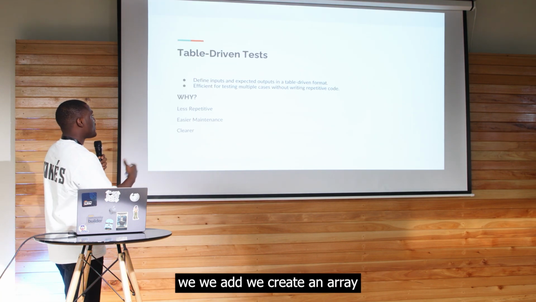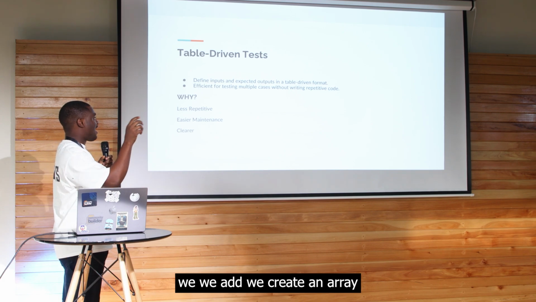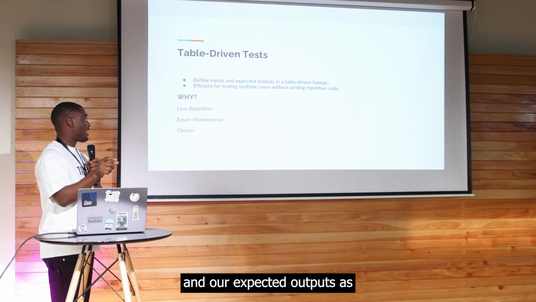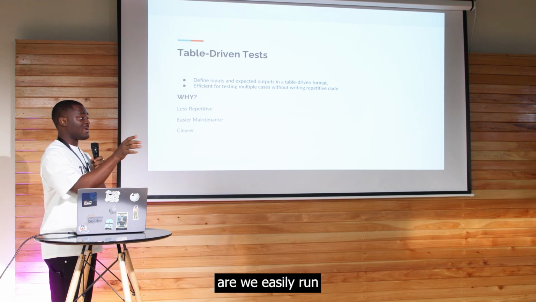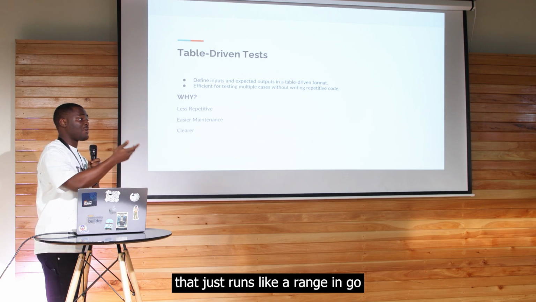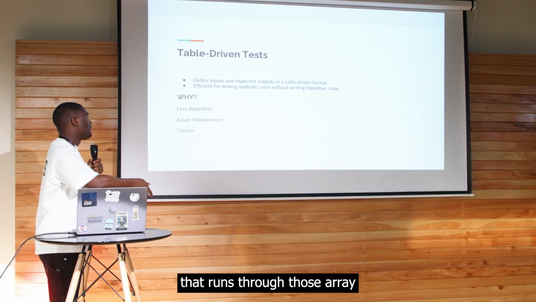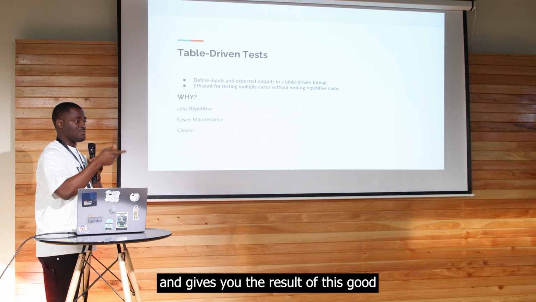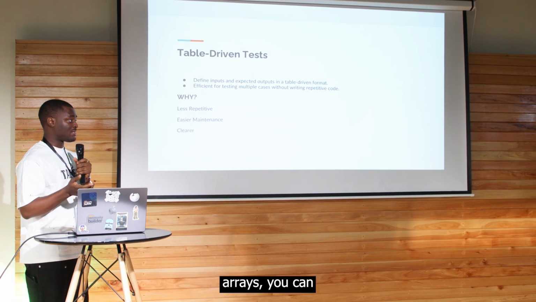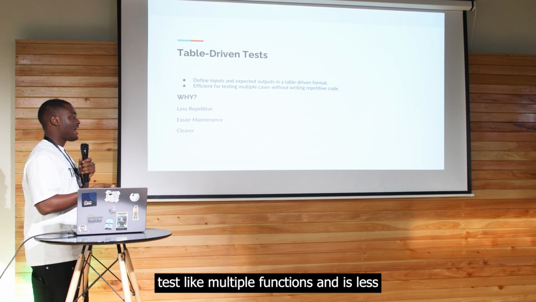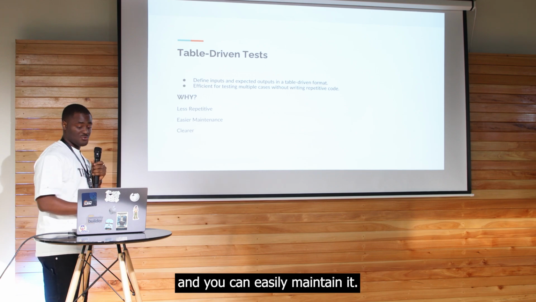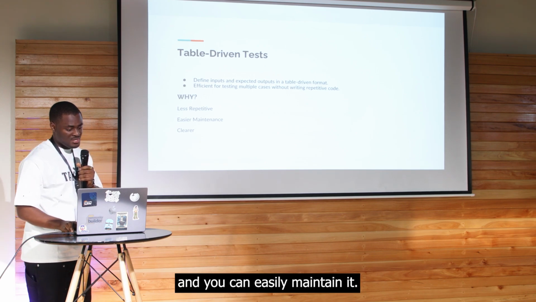So that's what a table-driven test is saying. We create an array where we have our inputs and our expected outputs in that format, and we easily run a range in Go that runs through that array and gives you the result of those cases. So you can test multiple cases, you can test multiple functions, and it's less repetitive, it's clearer, and you can easily maintain it.